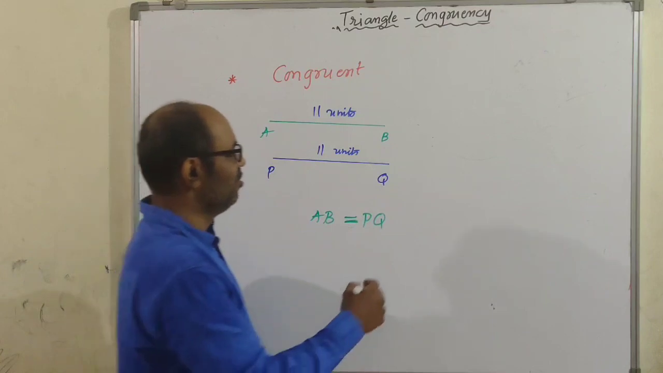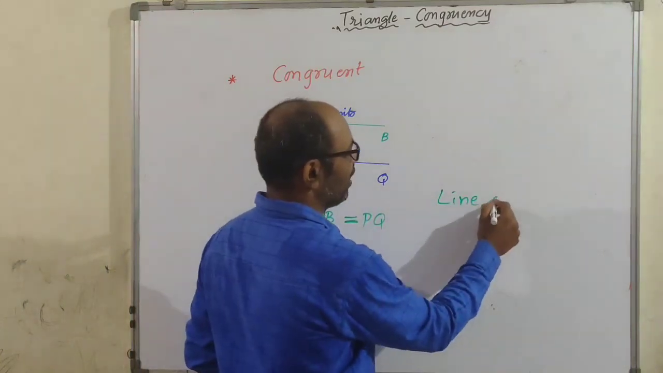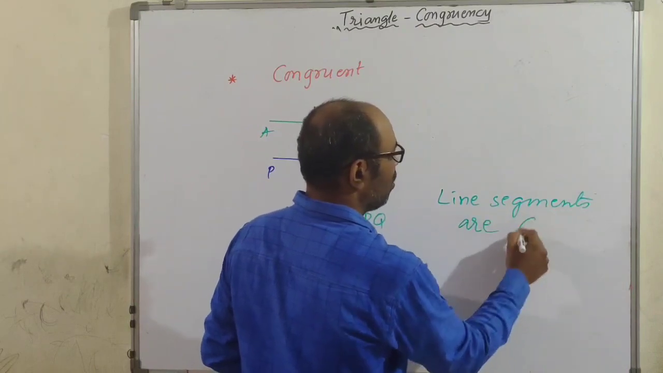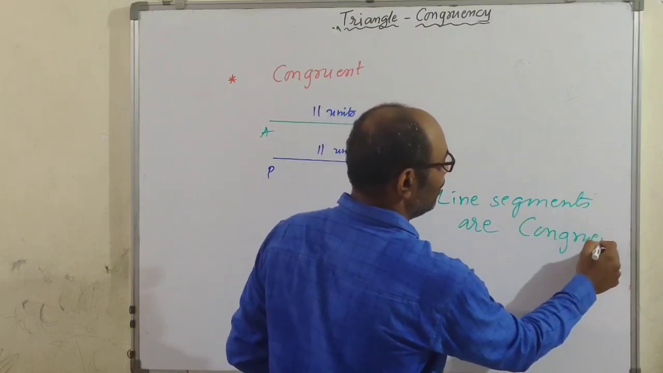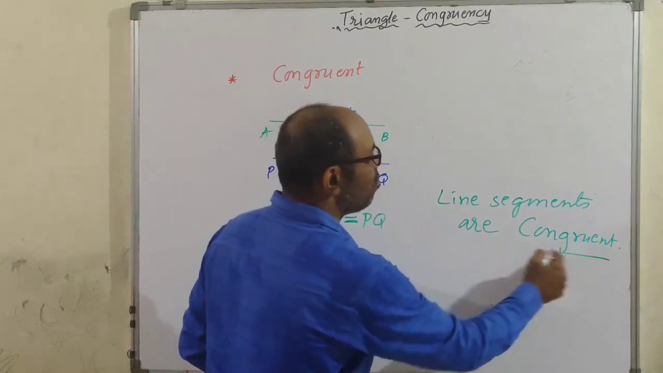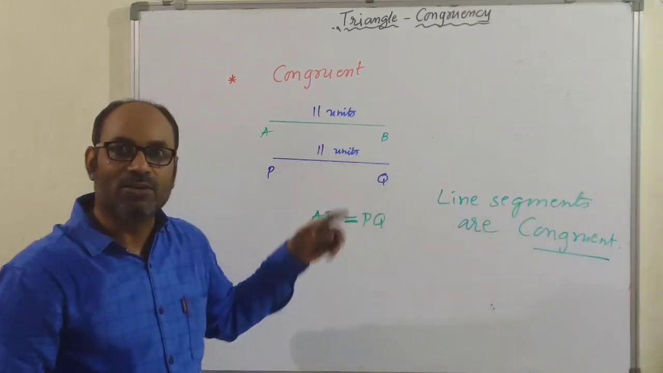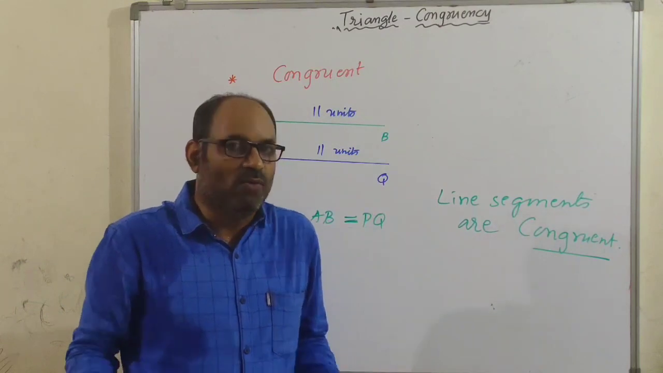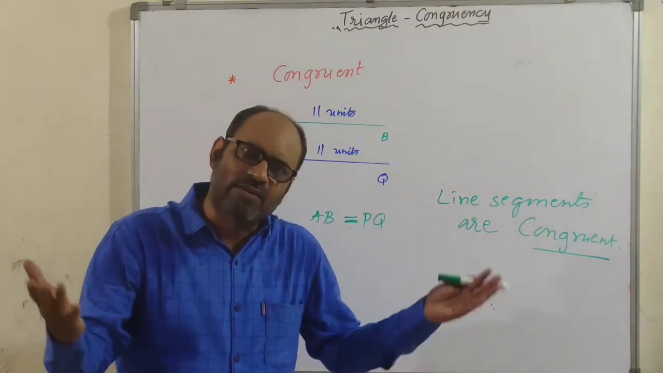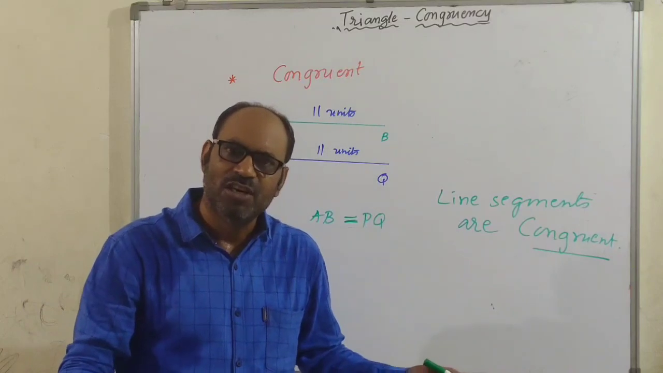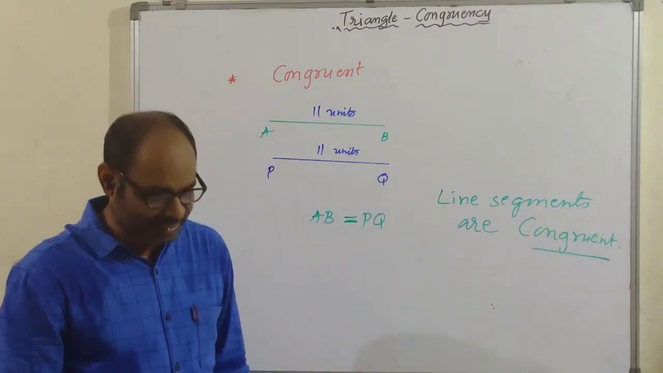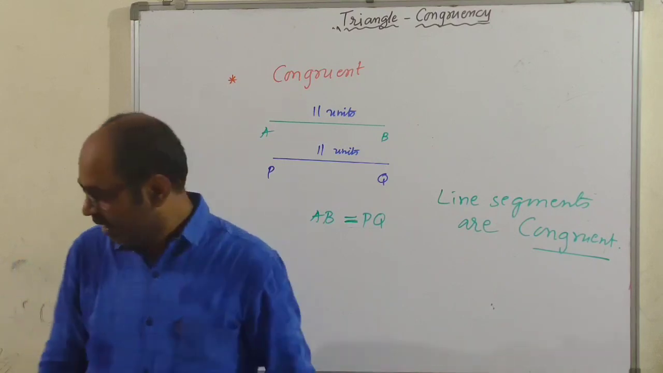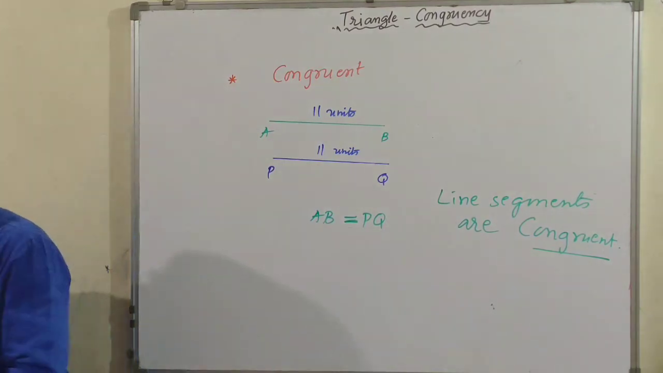In this case, you can say the line segments are congruent. So what do you mean by congruent? Here the two line segments have equal measure. And what is measured? Their length. They have equal length, they have equal measure. So they are called congruent line segments. Did you all understand? You have congruent line segments.